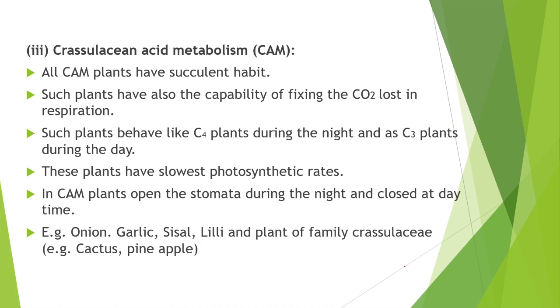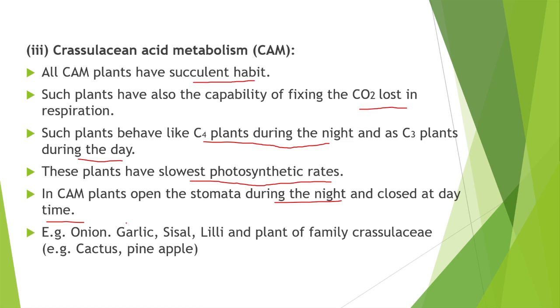Now the next is Crassulacean acid metabolism. All the CAM plants have succulent habit. Such plants also have the capability of fixing the carbon dioxide which is lost in respiration. Such plants behave like C4 plants during the night and as C3 plants during the day. These plants have the slowest photosynthetic rate. In CAM plants, stomata open during the night and close during the daytime to reduce the transpiration loss. Examples of these CAM plants are onion, garlic and lily.